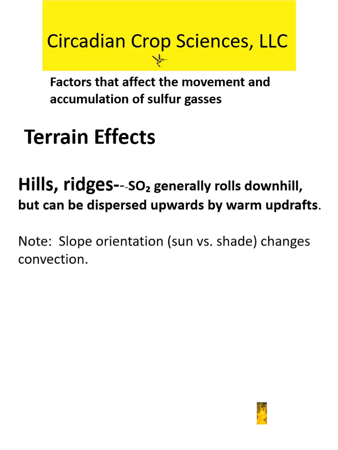With sulfur applied to sites on hills or ridges, sulfur dioxide and sulfur vapor will generally roll downhill, but it can be dispersed upward by warm updrafts. The slope orientation, depending on whether the slope is hit by the sun and warmed to create these convection currents, or if it's shaded, has a big effect on convection.